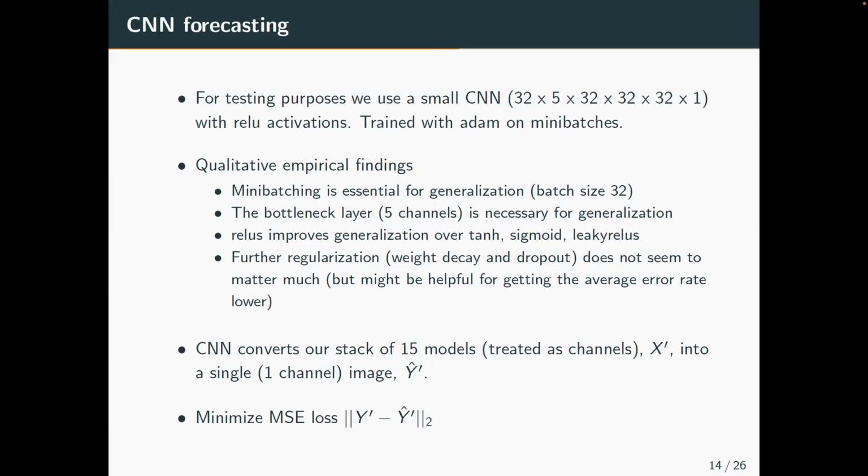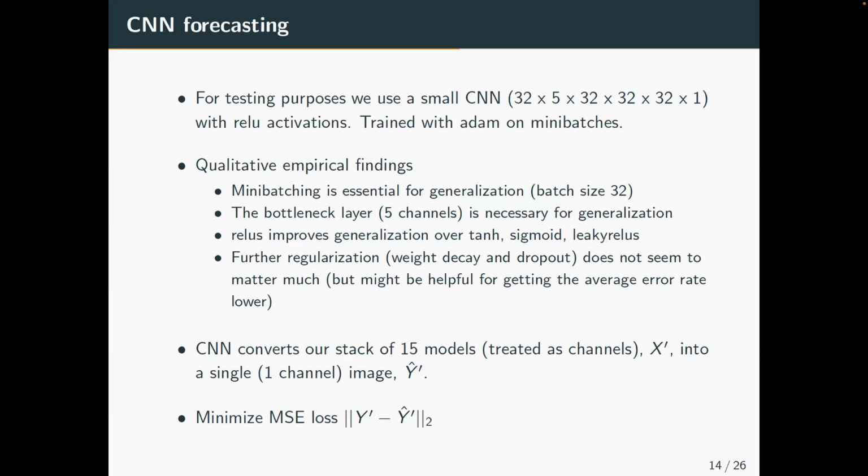Some empirical findings here. One, we found that mini batching was essential for generalization. If you try to train this on full batch, it does not generalize nearly as well. The bottlenecking layers are actually incredibly important. Further regularization does not seem to matter much, but may be helpful for getting the average error rate down. So I wrote this initially, and that was true. But actually, we've looked at this a little more since I made this slide and found that we could just take this CNN and make it much deeper and improve the overall error rates. So looking at further regularization is probably a dead end.